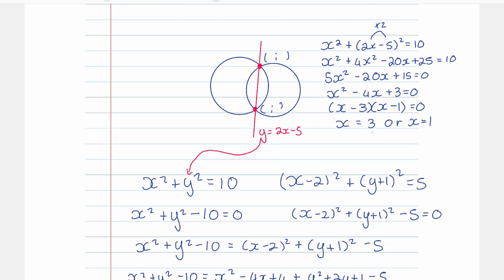And then in order to solve for y, we can substitute into any of the equations, so either circle or the straight line, but it's easiest to substitute into the straight line. So if we put in x equals 3, 2 times 3 is 6, minus 5 is 1, or y equals 2 times 1, which is 2 minus 5, is minus 3. So my points of intersection would be x equals 3, y equals 1, or x equals 1, y equals minus 3.